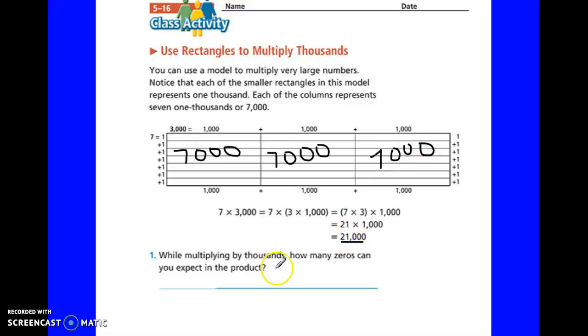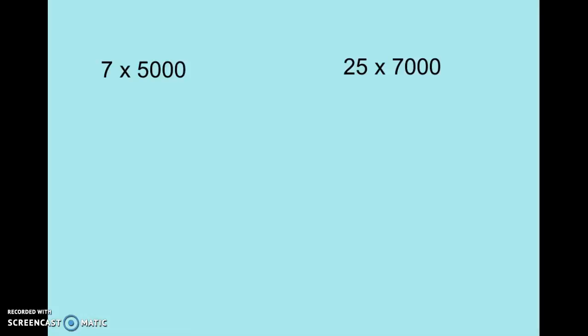All right. It says, while multiplying by thousands, how many zeros can you expect to get in the product? That's a great question. Well, the answer is at least 3, because 1,000 has those 3 zeros. It could be more, it could be less, but at least 3. All right, let's practice. This is the same as that tens and that hundreds trick we talked about. Works the same with the thousands.